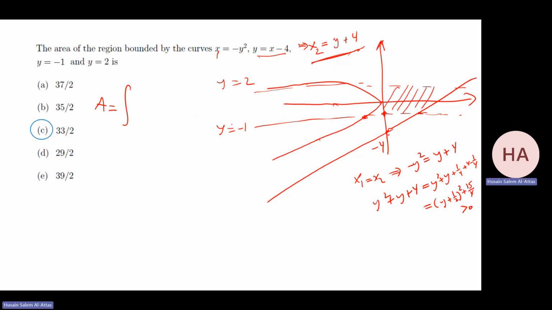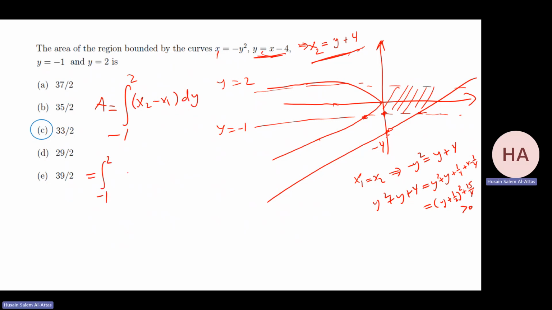Yeah, so the area will be from minus 1 to 2. Sometimes you need to be careful about the graph. My mistake, I made it minus x, not x. So this is the area where I have the line minus the parabola. The line is what, in terms of y? So I have the integral of x2 minus x1 dy.